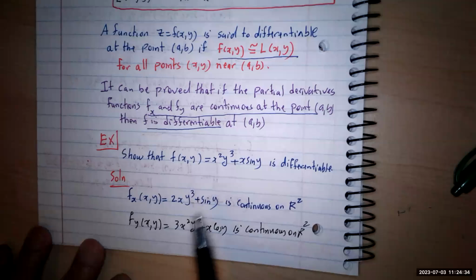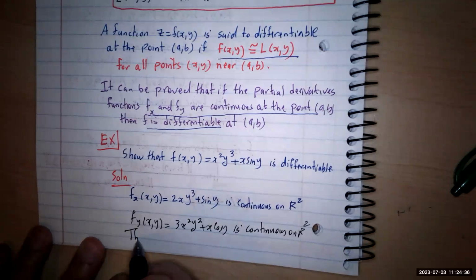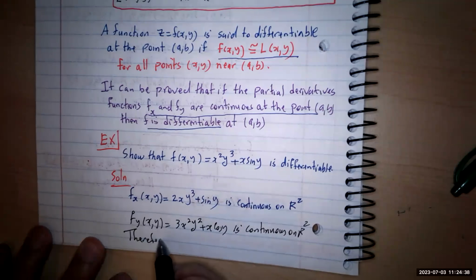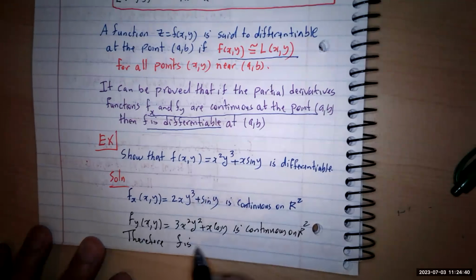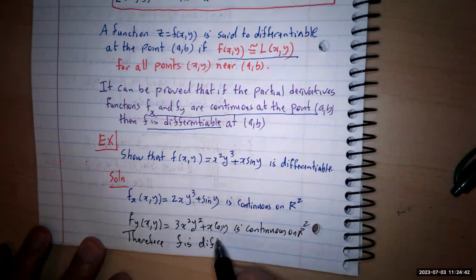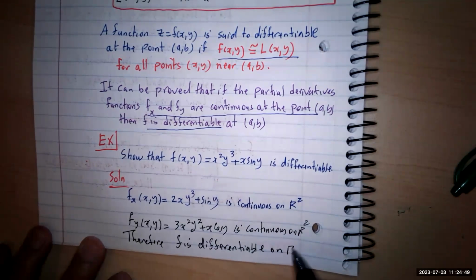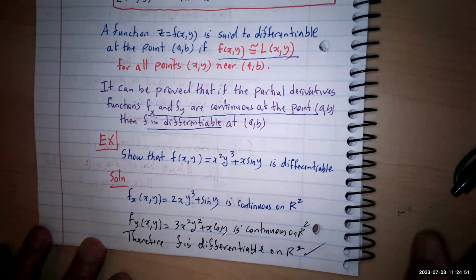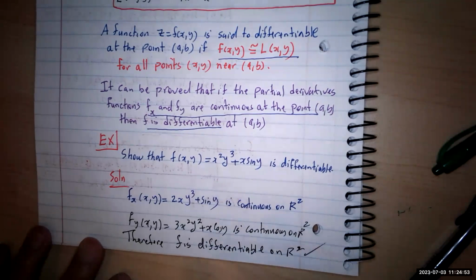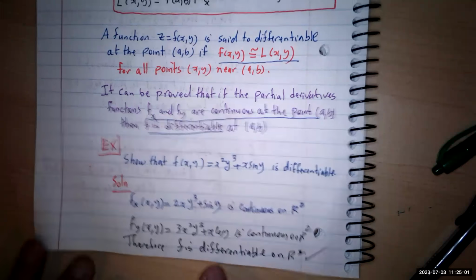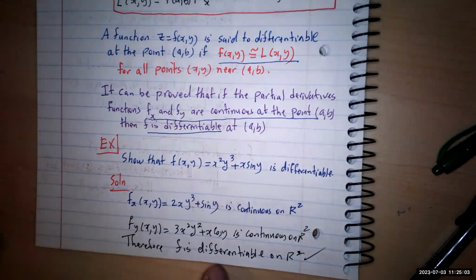So since both of them are continuous, therefore f is differentiable on R2. So far it's differentiable, okay? Then you learn how to differentiate it later. Any question? So this is one way to do it.